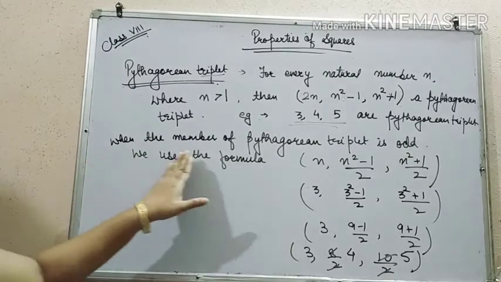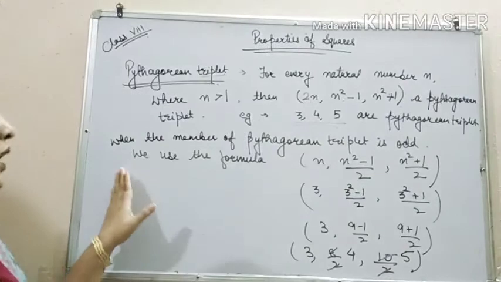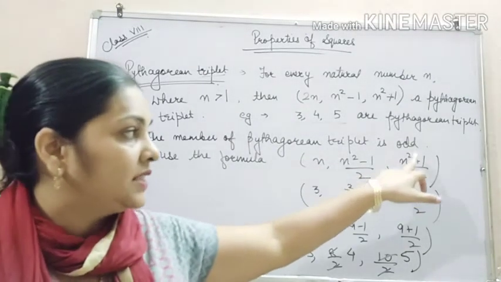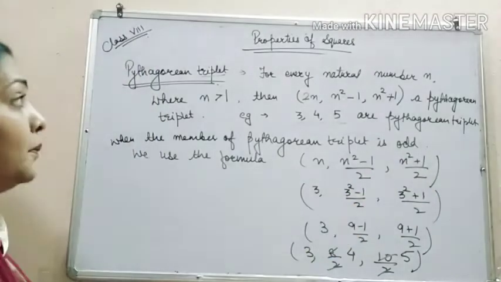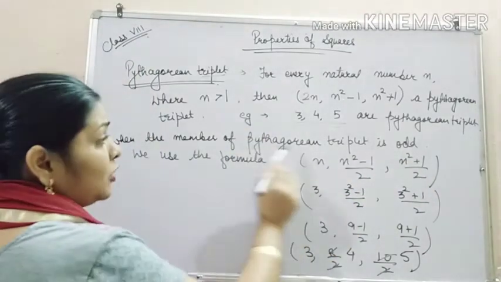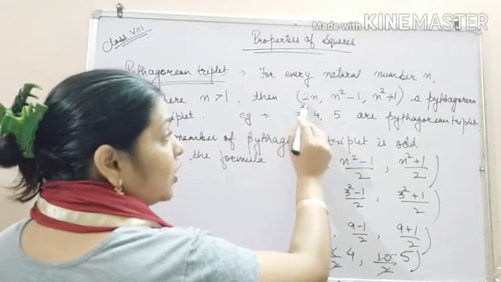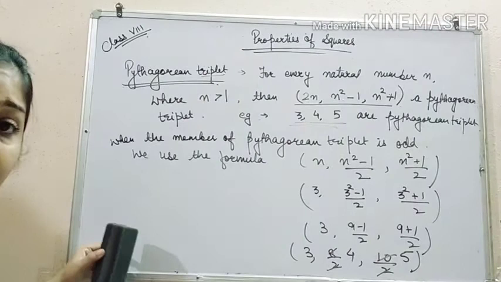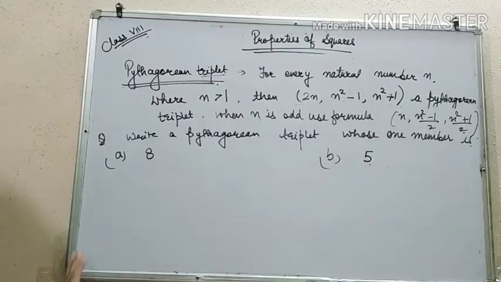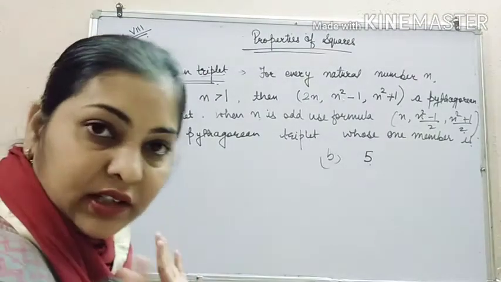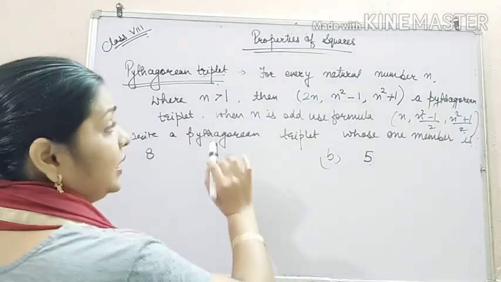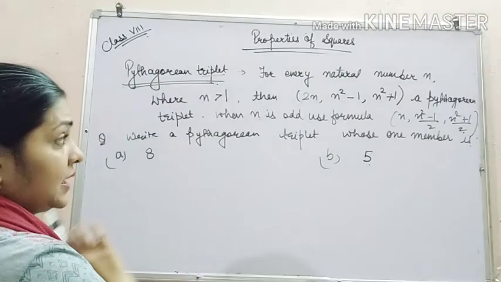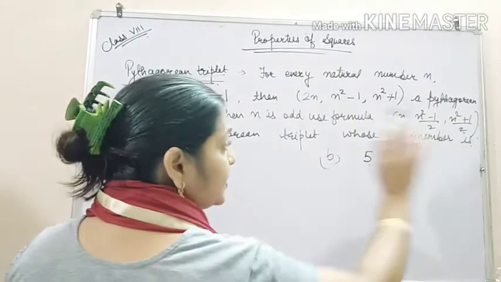So when the member of Pythagorean triplet is odd, we use the formula n square minus 1 by 2, n square plus 1 by 2. But if the member of Pythagorean triplet is even, we always use the formula 2n, n square minus 1, n square plus 1. So now the concept of Pythagorean triplet is clear to you. And it is very clear that when n is even, you have to use this formula, and when n is odd, you can use this formula.